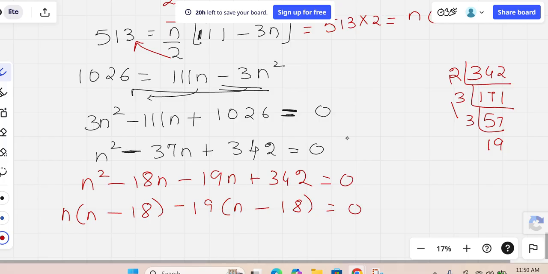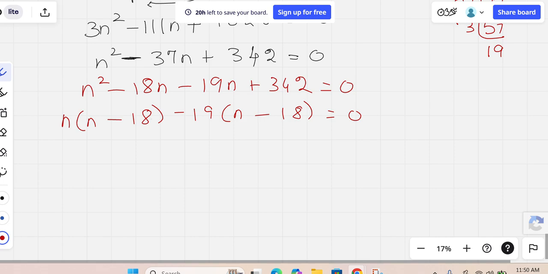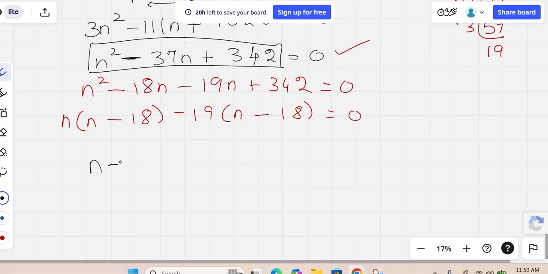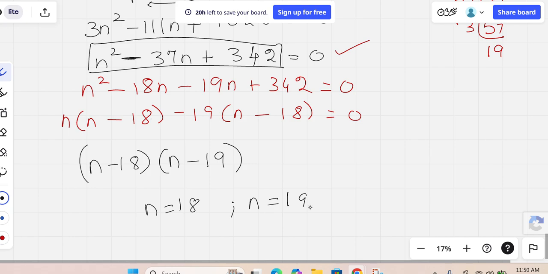Now, what do you do after that? Oh, you are finding it difficult. Okay, middle term splitting is a challenge. I'm here to split the middle term. From here you observe your algebraic expression, kids. You have done this middle term splitting. So here we will get n minus 18 common and the left out is n minus 19. You are getting two answers: either n is equal to 18 or n is equal to 19.